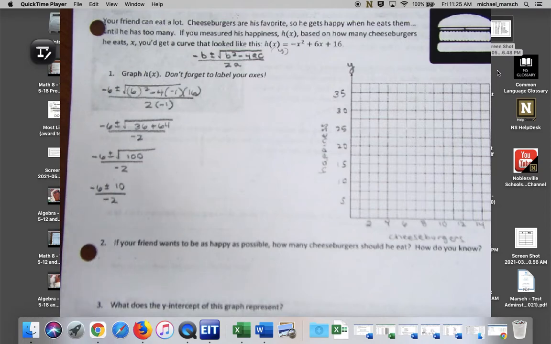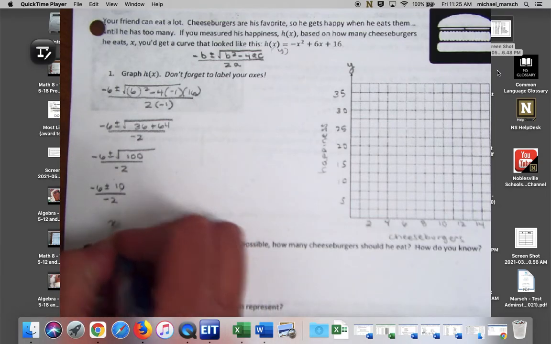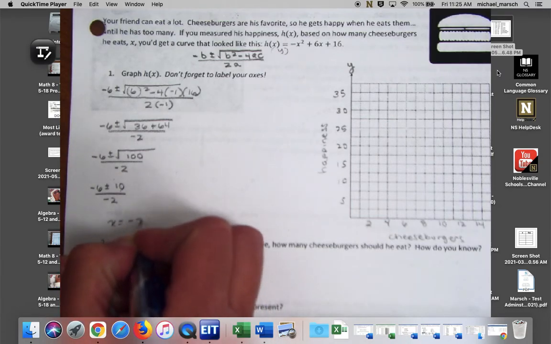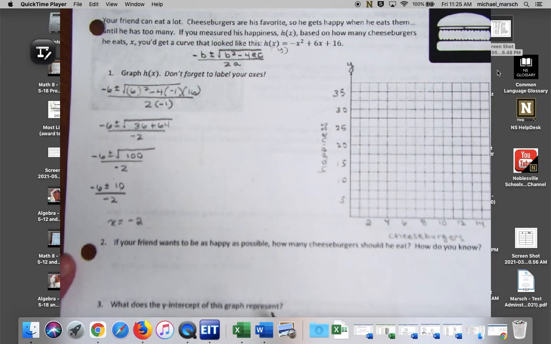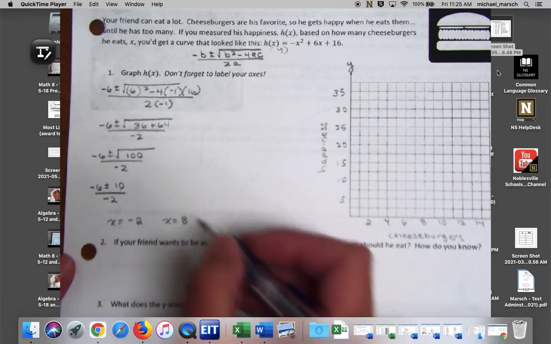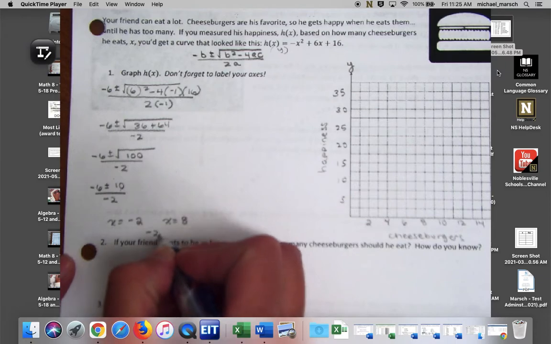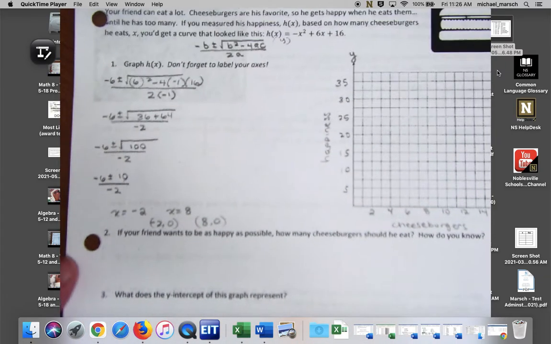All right, so what is negative 6 plus 10? 4. 4 divided by negative 2 is? Negative 2. What's negative 6 minus 10? Negative 16. Divided by negative 2? 8. Okay, so we have negative 2, 0, and 8, 0 as our x-intercepts.